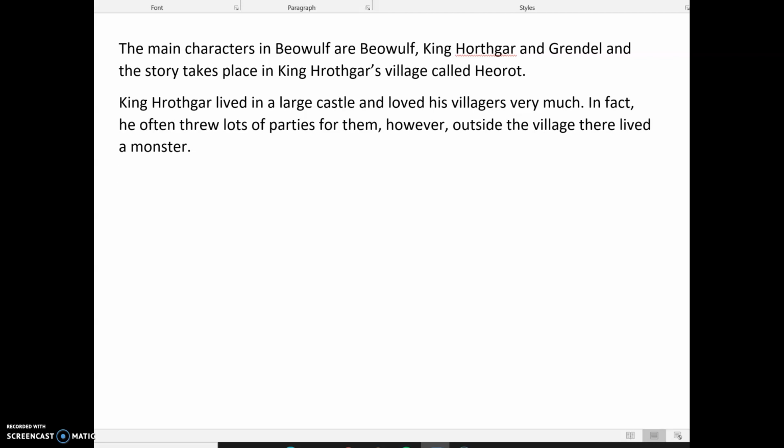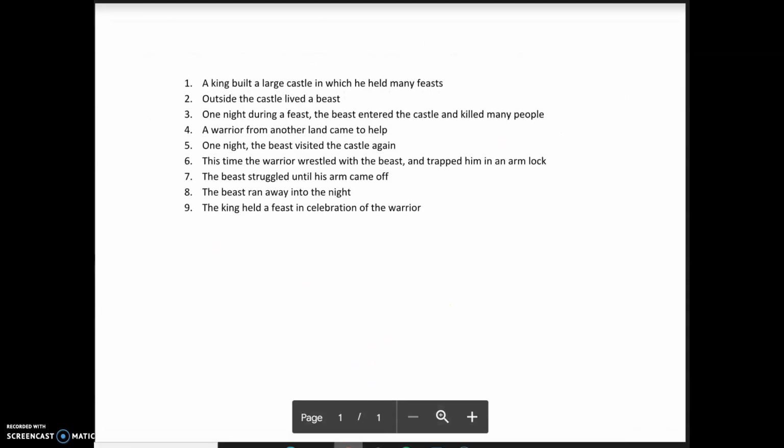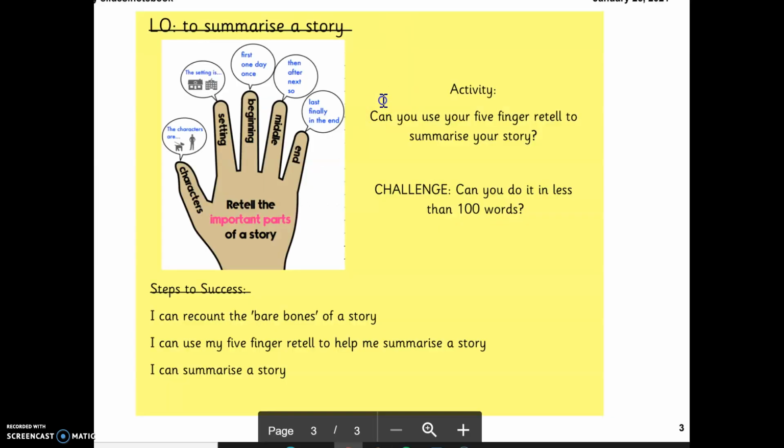The main part is that King Hrothgar threw lots of parties and that there was a monster outside the village that stalked them, which is Grendel. Let's have a look at the next bit. We need to talk about how the beast attacked lots of knights and killed lots of people, and that a warrior came to defeat them. I think that's what my middle part is going to be.